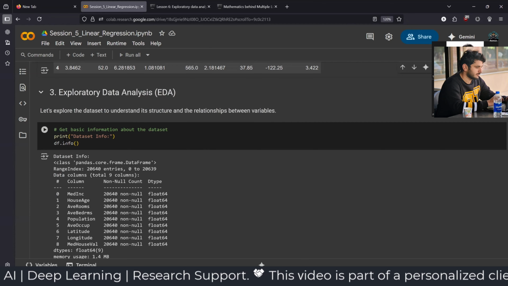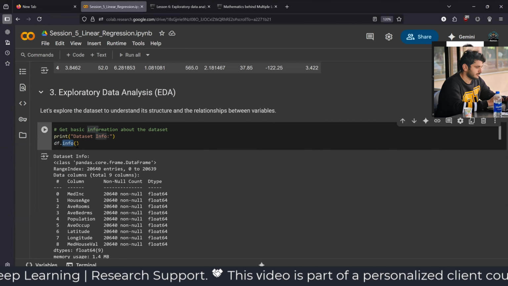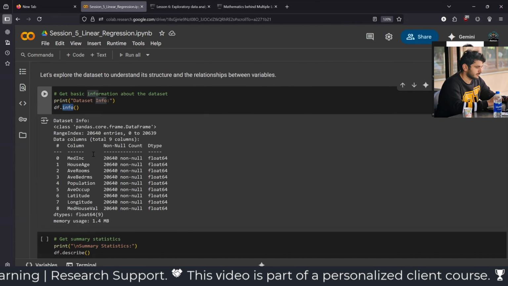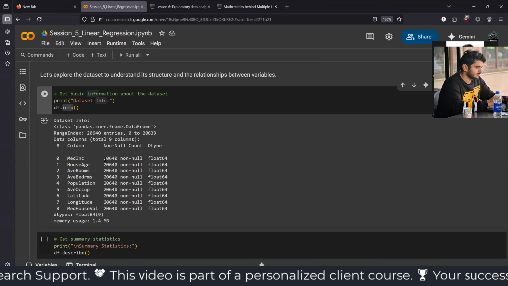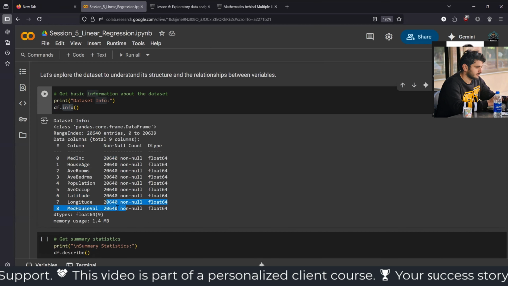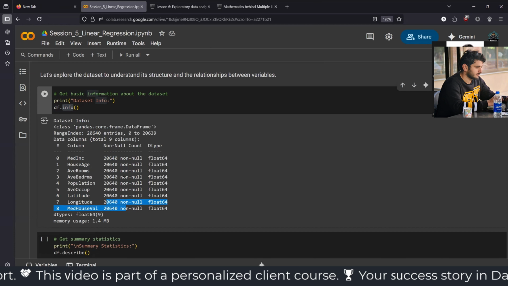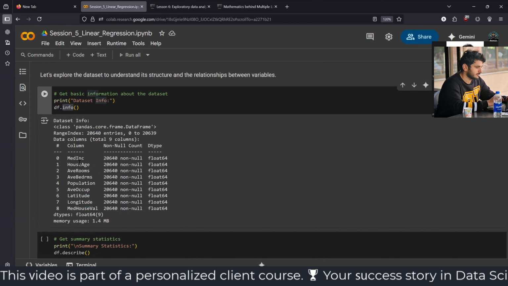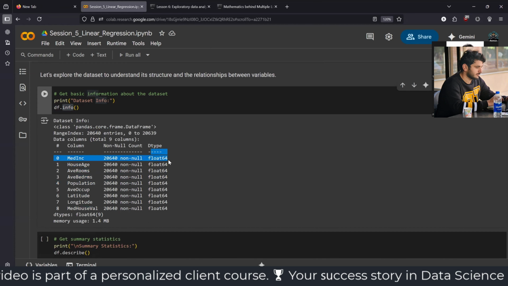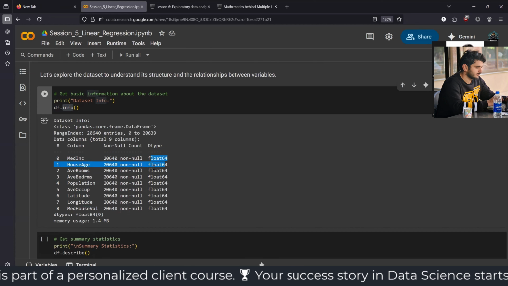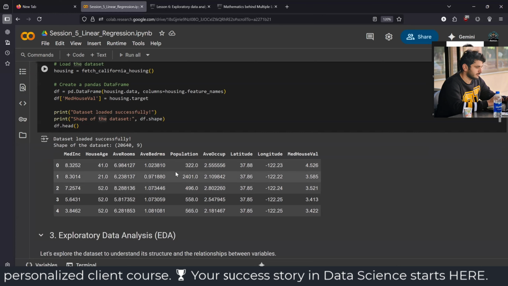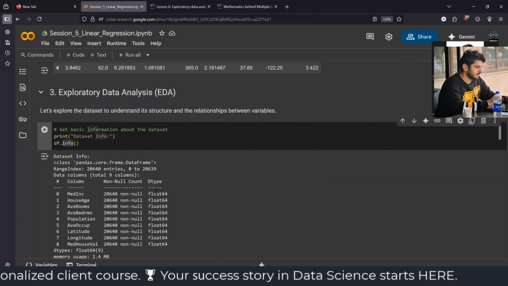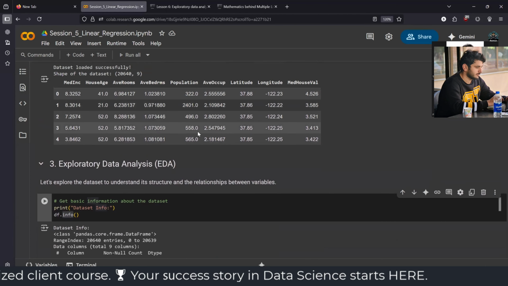Okay, so now we will start with the simple function like df.info. It will show us that in our data set there are 20,640 rows and all of the rows are non-null. It means there are no missing values in our data set. Okay. And all of the columns are float64. Float64 basically means decimals, and this is exactly what we are looking at. So it means our data set is pretty clean and we don't need any kind of cleaning here.